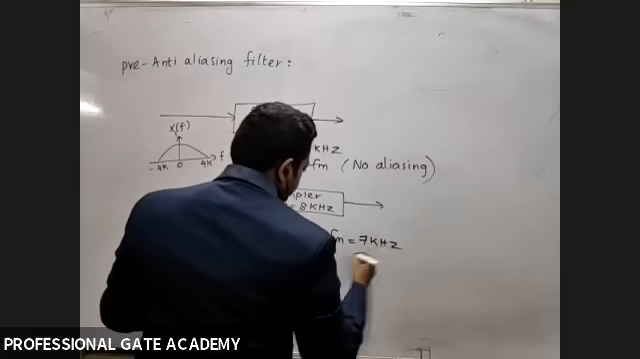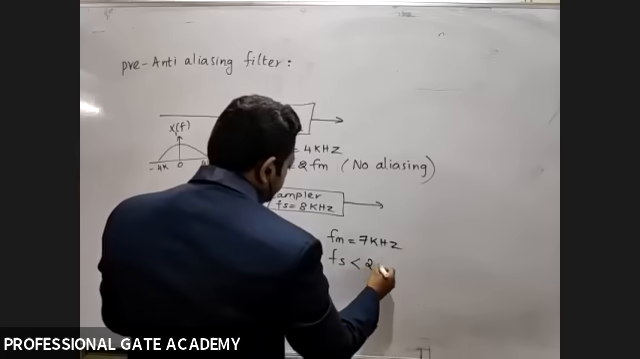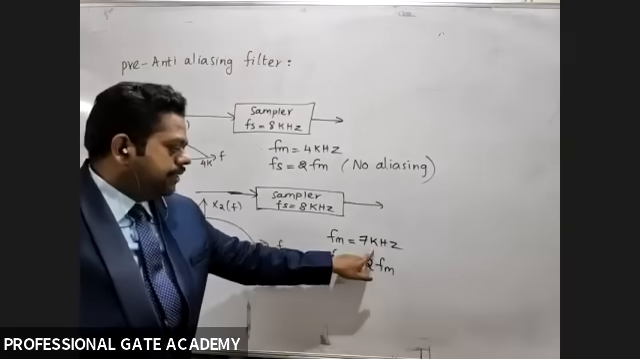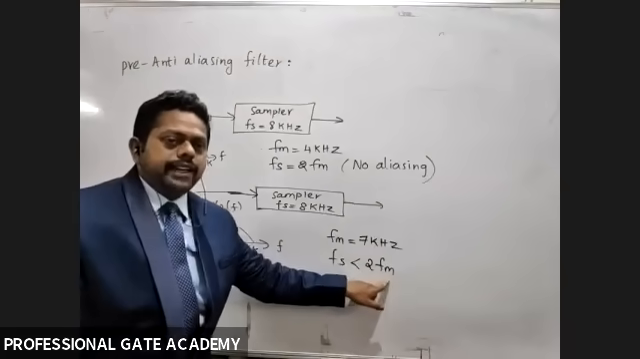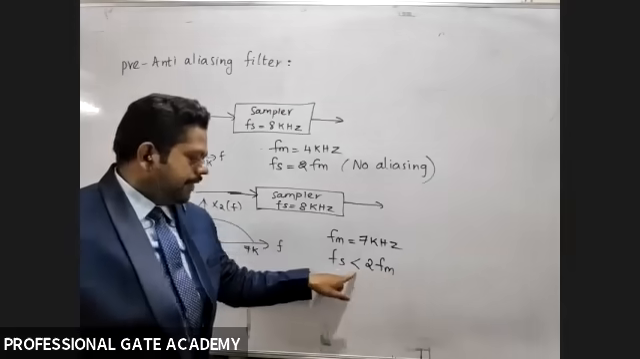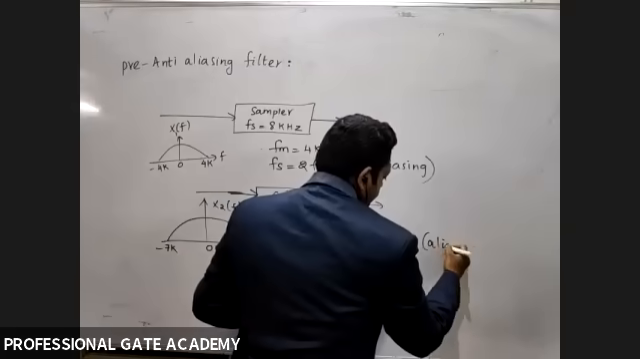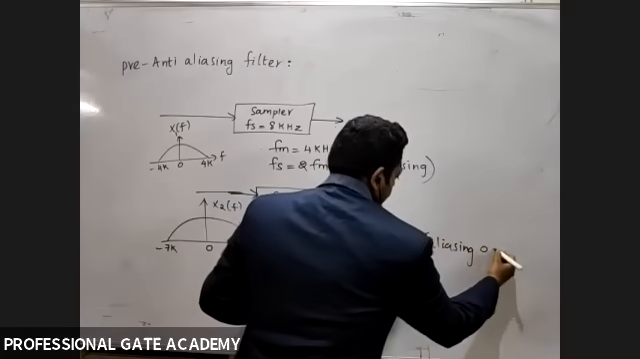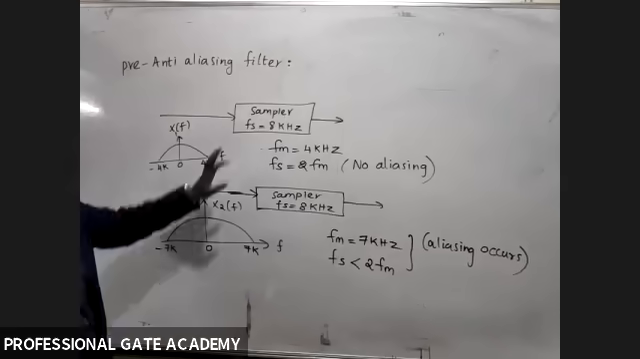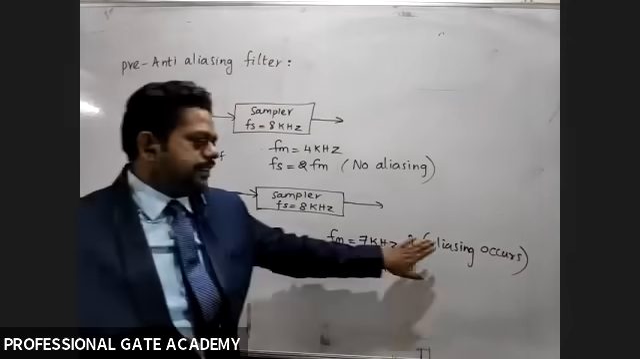7 kilohertz. So is Fs greater than 2 FM or less than 2 FM? Fs is less than 2 FM, because the FM value is 7K, and 2 into 7K is 14K. So 8 is less than 14, so Fs is less than 2 FM. So does aliasing occur or not? Yes, aliasing occurs, because here Fs is less than 2 FM, under sampling.